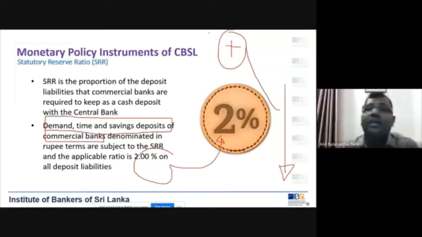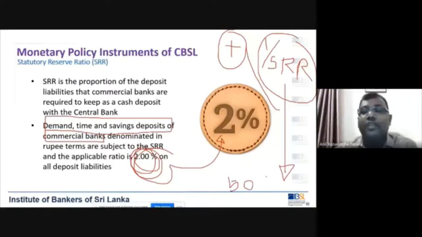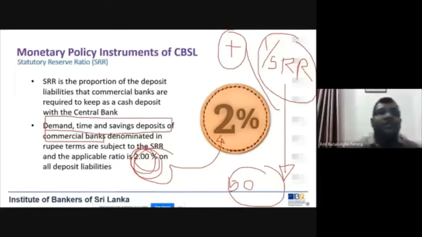Now here, using this SRR, you are able to calculate the money multiplier, isn't it? If our simple equation is true, at the current level of 2%, the money multiplier should be how much? 50. 1 divided by 2%. It's very low, so it's creating more money in the system.